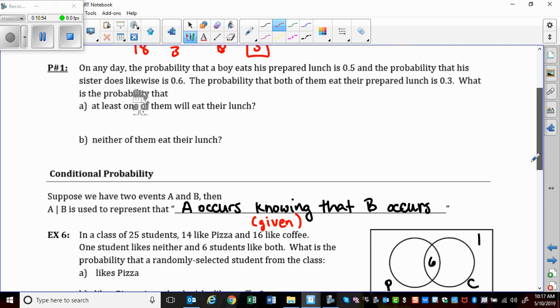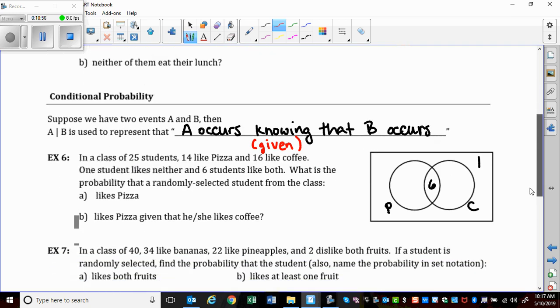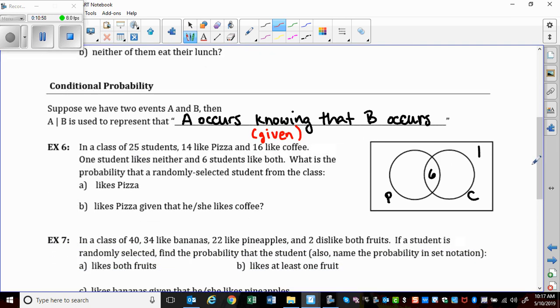Alrighty, let's go to conditional probability. Suppose we have two events, A and B. Then the probability of A given B, or A occurring knowing that B occurs. So let's do an example. This little vertical line means the probability of A given that B does occur.